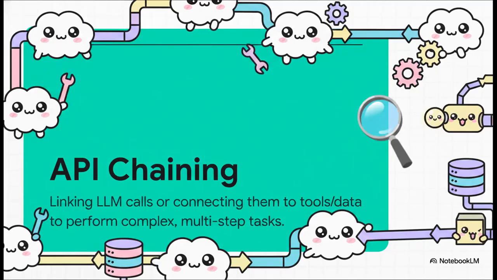But what happens when one prompt just isn't enough to solve a complex problem? Well, that's where API chaining comes in. This is so cool. You can build these incredible workflows where the output of one AI model automatically becomes the input for the next one. Or you can connect the AI to other tools, other databases. It's like building a cognitive assembly line for really complex tasks.